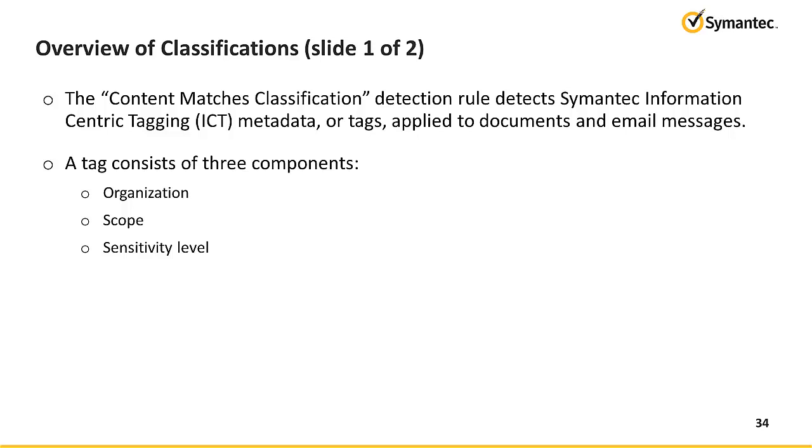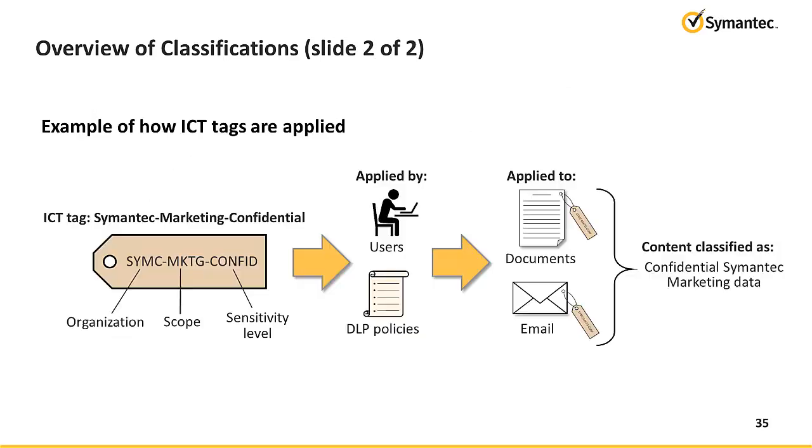Lastly, sensitivity level, which represents the degree of sensitivity of data within the file, ranging from 1, meaning the least sensitive, to 9, representing highly sensitive data. In the tag example shown in this figure, the tag identifies an organization, Symantec, a scope, Symantec's marketing department, and a sensitivity level, marked as confidential. Email messages or documents to which this tag is applied are thus classified as confidential Symantec marketing documents.